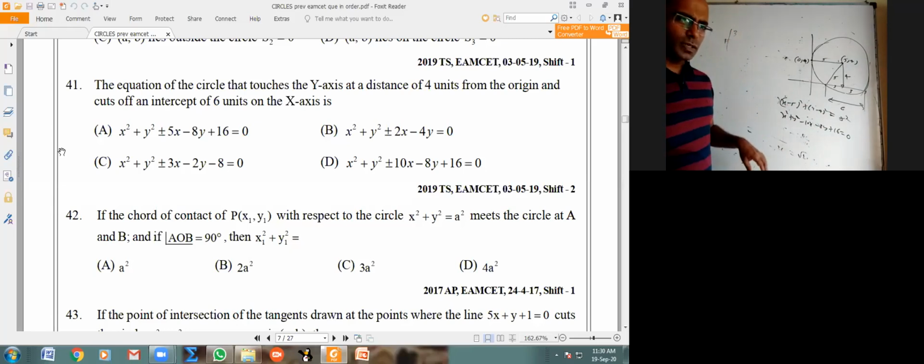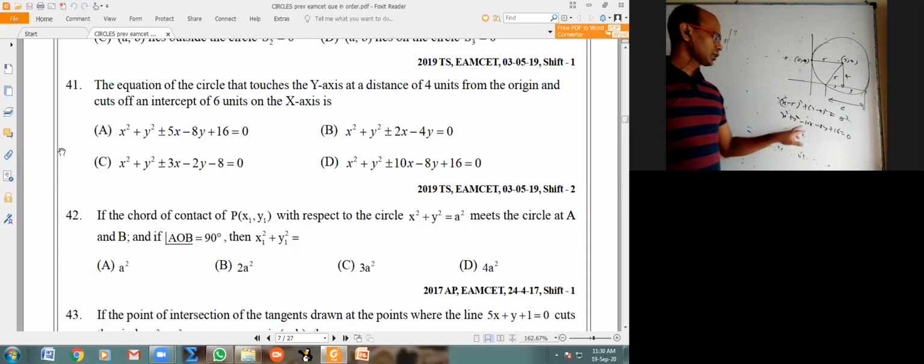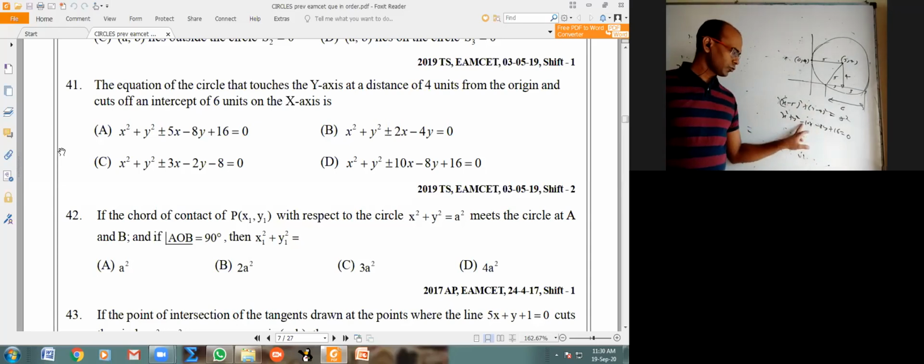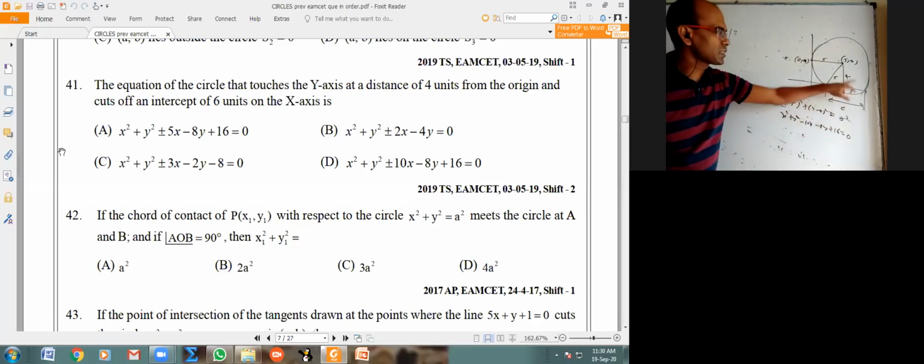They gave only option D, which covers only 2 answers, but actually all 4 are correct. You can put minus plus 4, minus here, plus here, plus minus, minus plus, all the 4 cases. Why? Because the other one will be the image of this with respect to the y-axis.